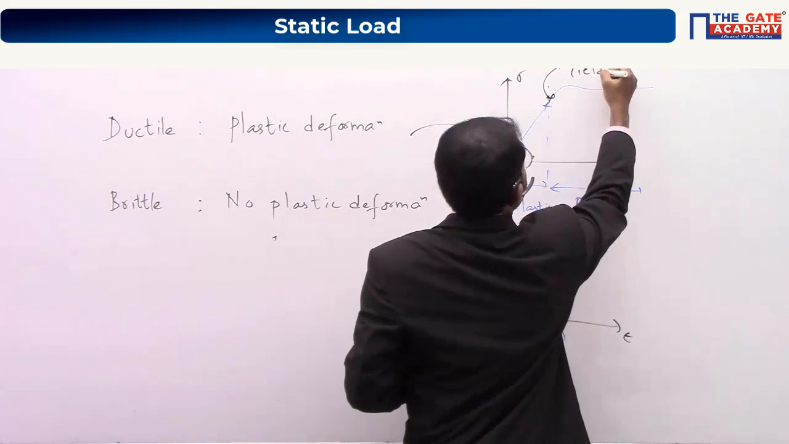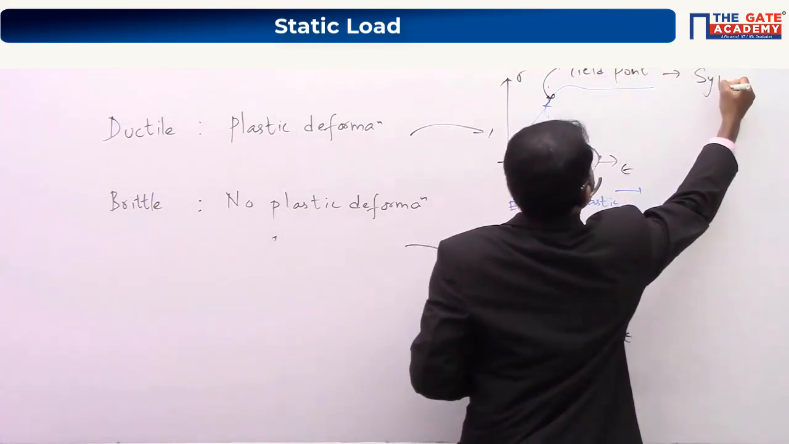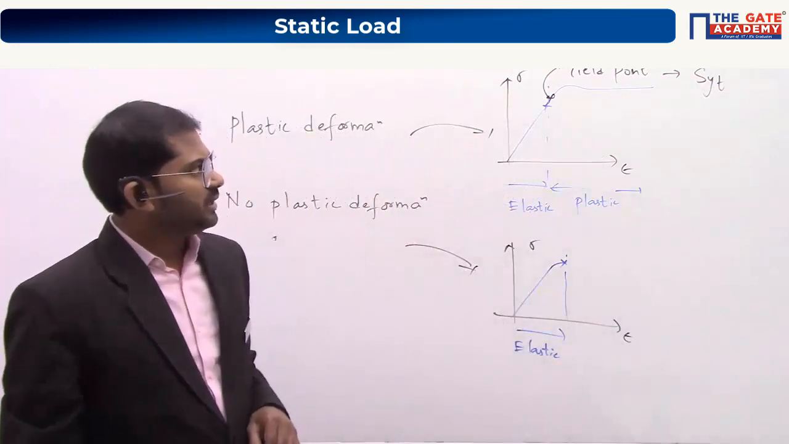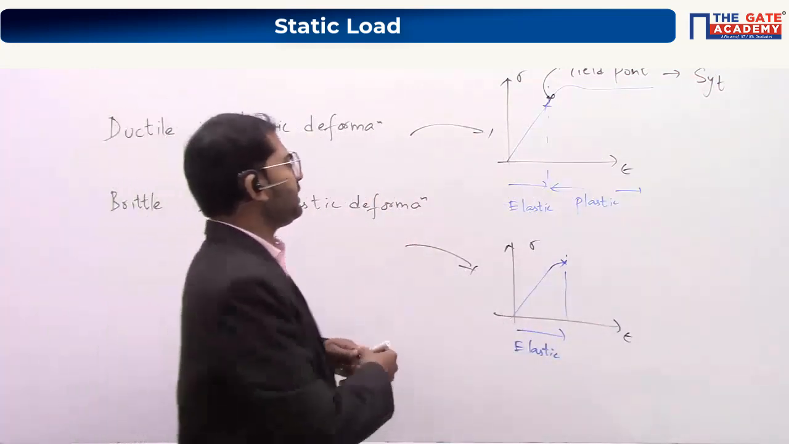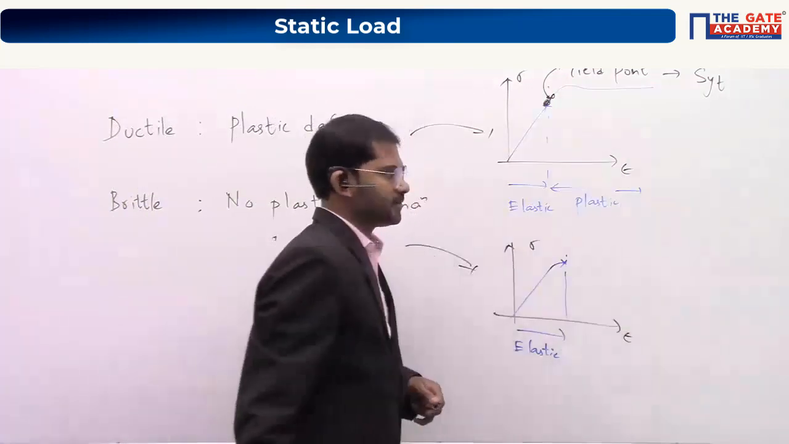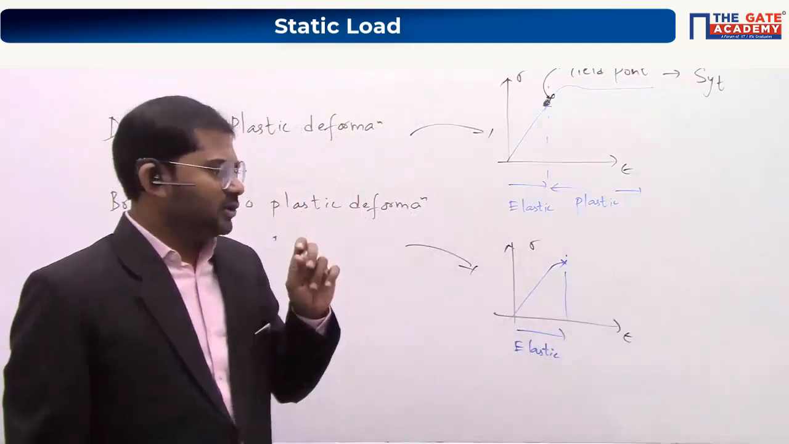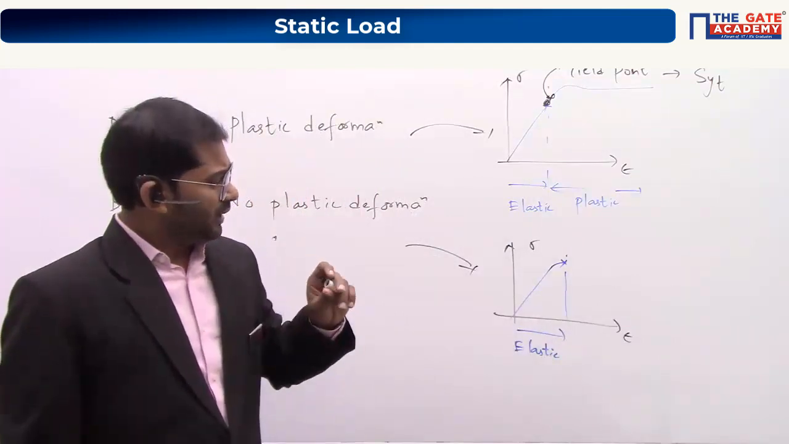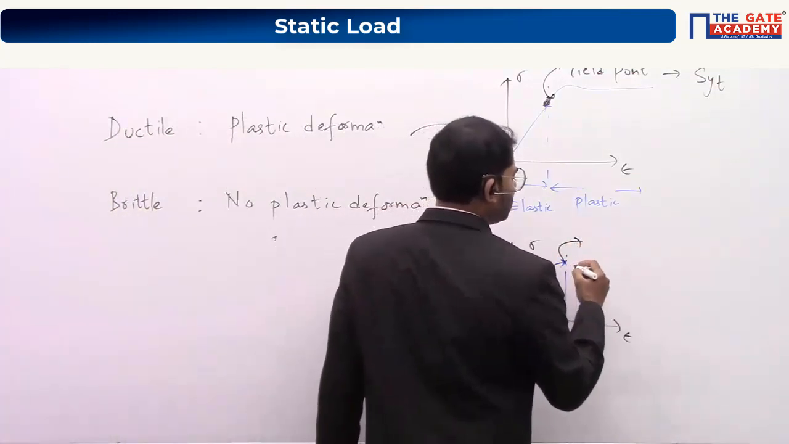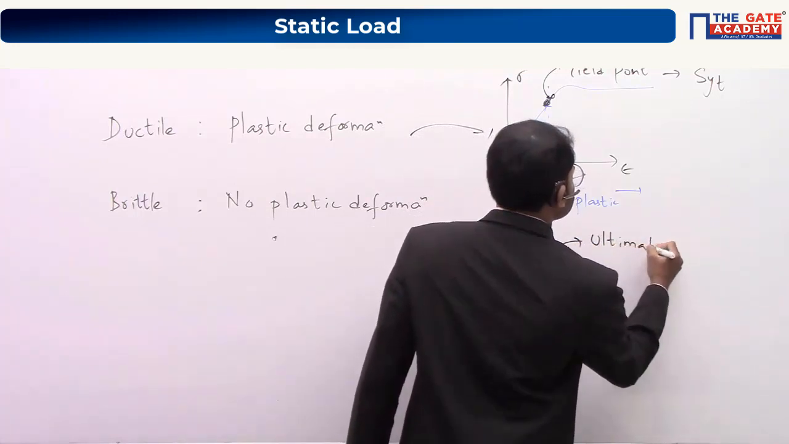Now, if you take this particular ductile material, there will be a point we call the yield point. We denote it by S suffix yt, yield point. That is the point from where the plastic region starts. If you take a brittle material, this is the point where fracture happens. So this point is given the name ultimate stress.